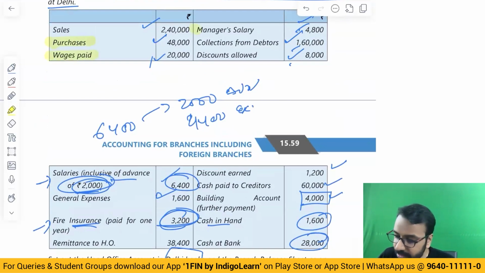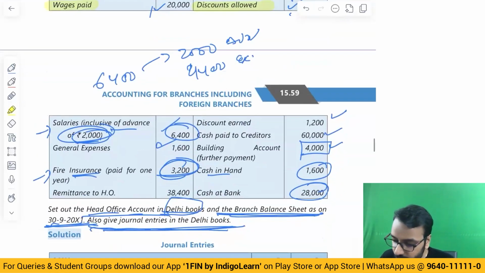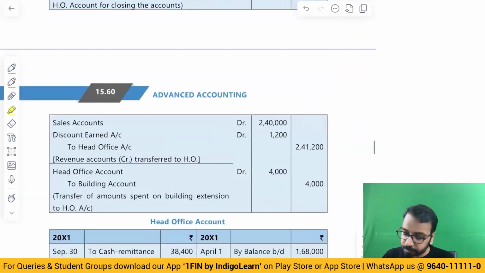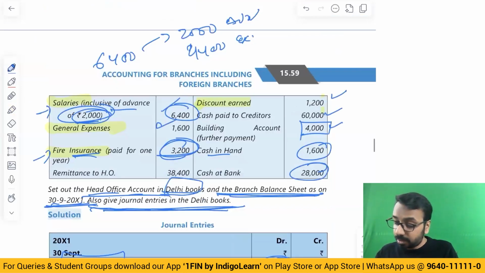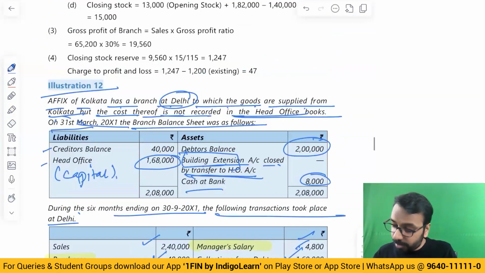Purchases, wages, manager salary, discounts allowed, salaries, general expenses, fire insurance, discount on design income. Yeah, that is transfer. Then whatever is the income, sales account and discount earned, you will debit the account and transfer to head office. Then building account, they have said they will transfer in the balance sheet. If you see, transfer to head office by closing the account.